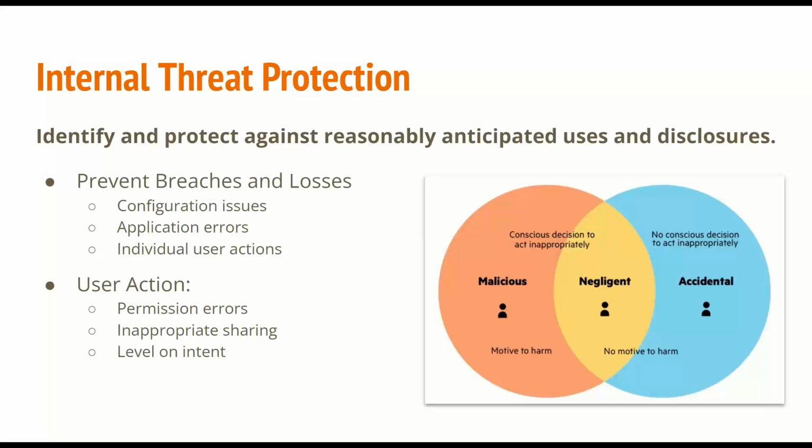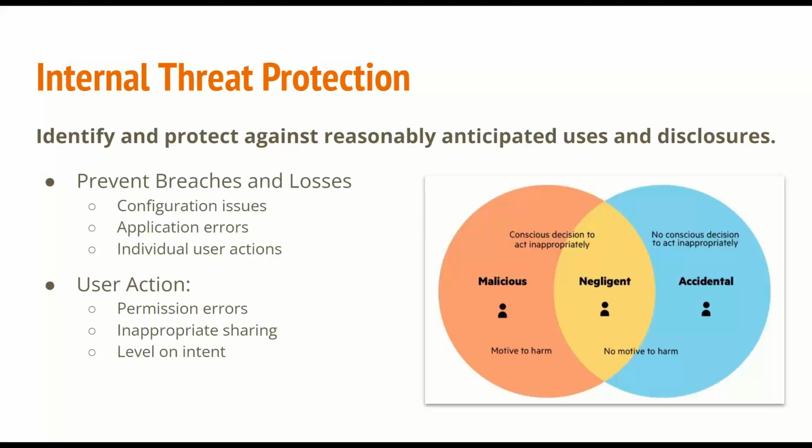Number 3, our third cornerstone, is internal threat protection. We looked at the outside. Now let's look at what happens on the inside. And here, we're identifying and protecting against reasonably anticipated uses and disclosures, right? And really, the Venn diagram sort of covers it, right? Most data breaches are accidental. There's no conscious decision to act inappropriately. There's no motive to do harm, right? At the other end of the spectrum, there are times where the ticked off employee decides to do something bad and decides to do harm.